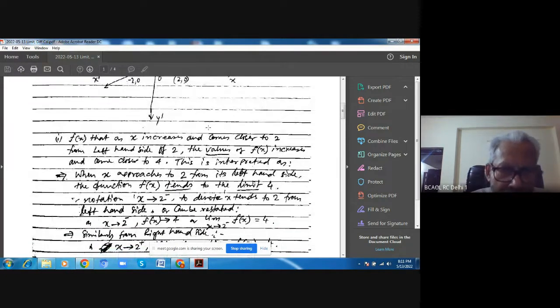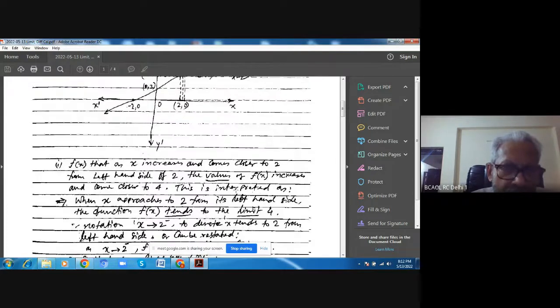So what does it mean? Basically, this is how to interpret. This is interpreted as: when x approaches 2, slowly you see x approaching 2 from its left hand side, the function tends to the limit 4.